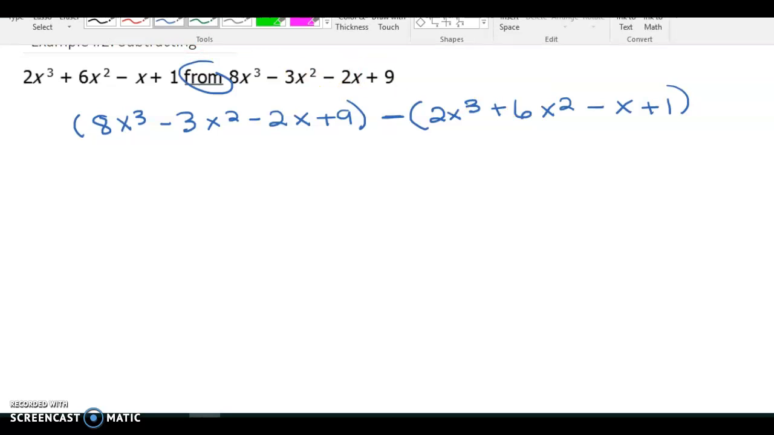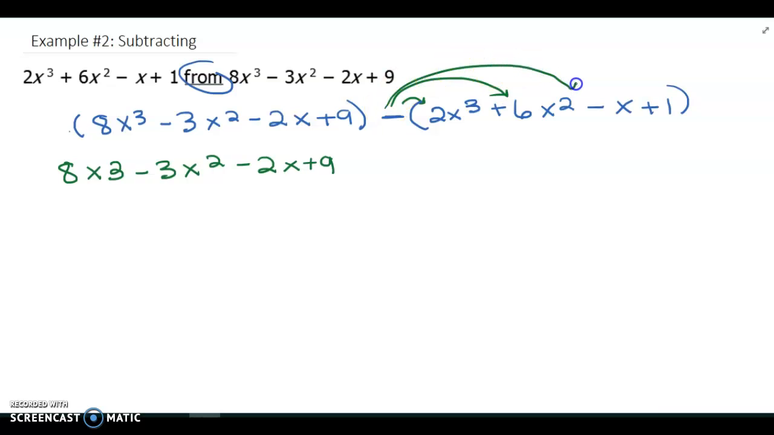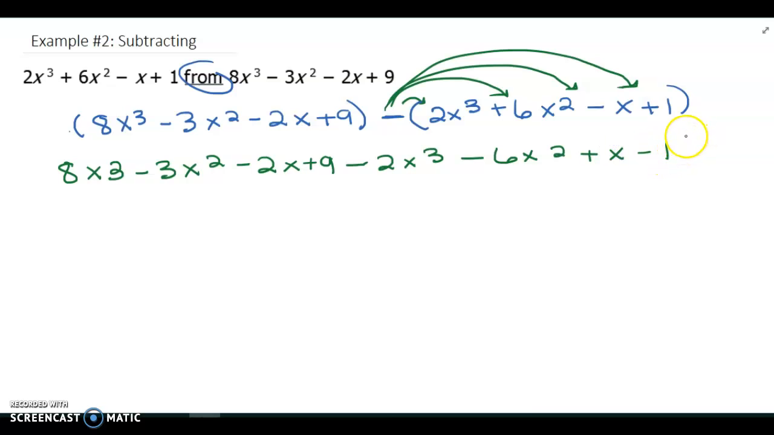Okay, now to get rid of these parentheses here, they don't really do anything. So 8x cubed minus 3x squared minus 2x plus 9. Now, most of the people that'll make mistakes won't distribute this negative all the way through, and you have to distribute it all the way through. Okay, so it'll be minus 2x cubed minus 6x squared plus x minus 1. Okay, now just simplify.